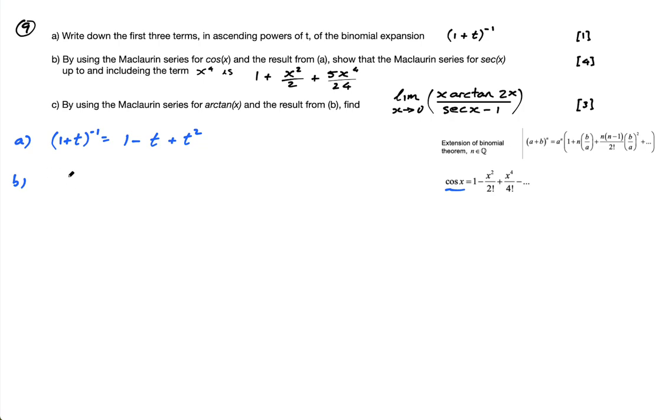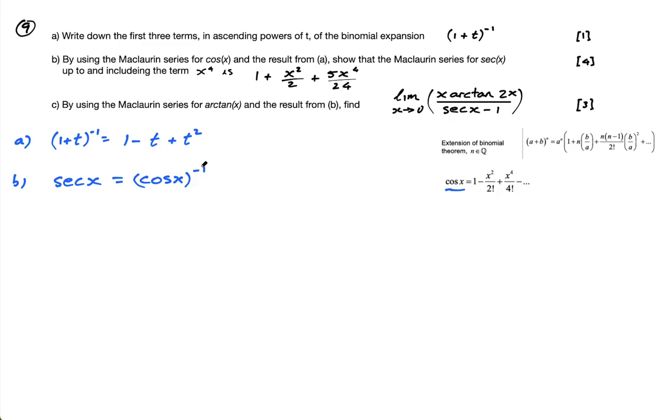So first thing to get clear is sec x is equal to cos x to the power of negative 1. That's what it is by definition, 1 over cos x is sec x. So I can write this. I could say sec x is 1 over this, but that would give me a lot of problems. And he says by using this result, so I'm going to use this here.